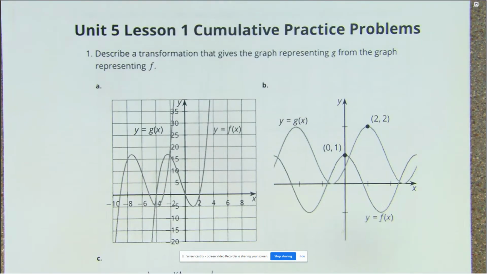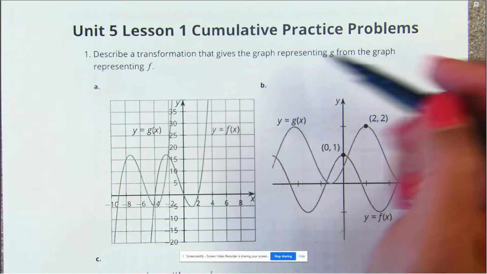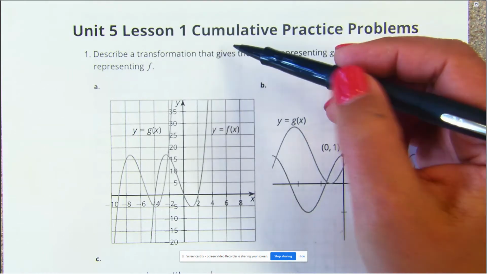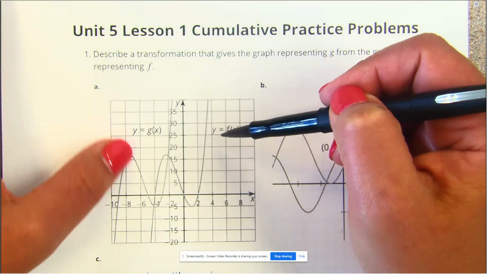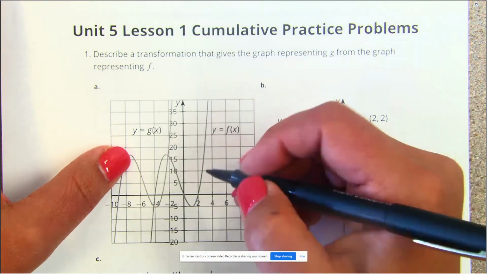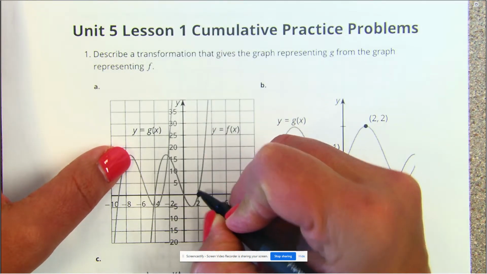I'm going to be going over the Unit 5 Lesson 1 practice problems. Number 1, describe a transformation that gives the graph representing G from the graph representing F. So for number 1, I want to go, how does F. So I looked at this point right here on F, and that got shifted right here.